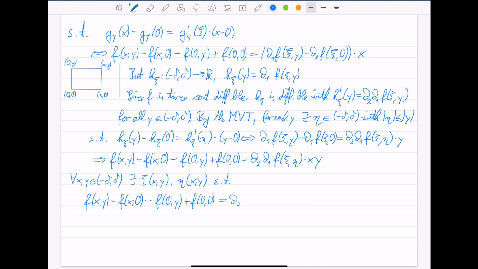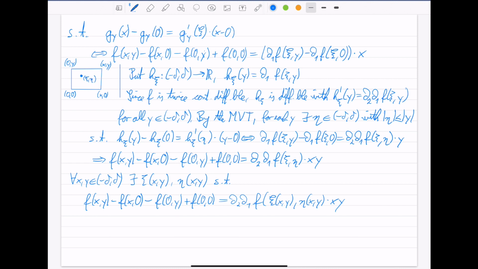such that this is d2 d1 f of (psi of xy, eta of xy) times xy. And just take another look at this rectangle that I've drawn here. By construction of the psi and the eta, if we now insert the point (psi, eta) inside this diagram, it must lie inside the rectangle, because the absolute value of psi is smaller than or equal to the one of x, and same with eta. So (psi, eta) would be somewhere inside the rectangle.